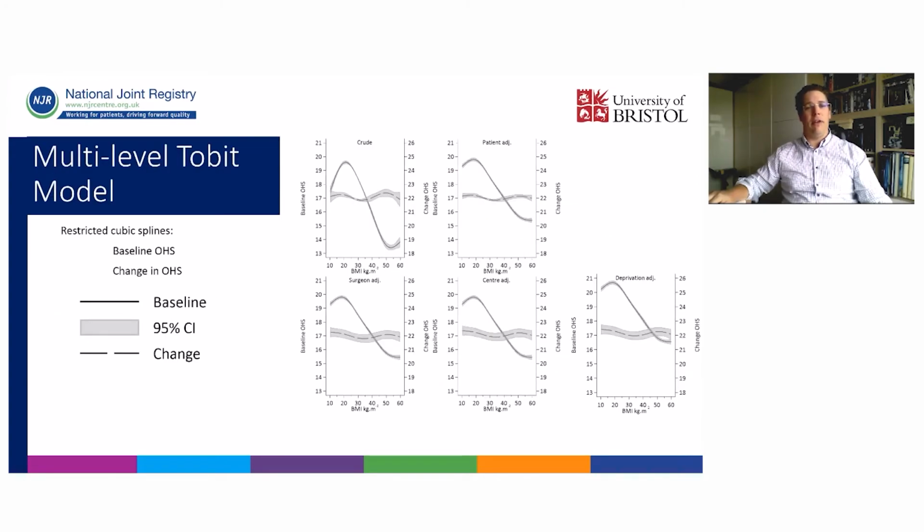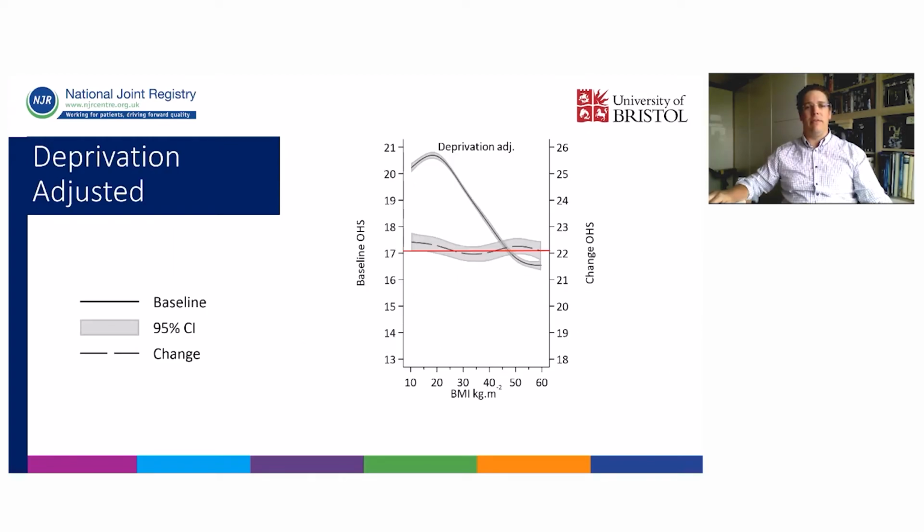So if we look at our preferred method, which is the multi-level Tobit model, we see a different story. Again, these adjustments make very little difference. So if we focus on our most adjusted model, we can see the solid line, which is the preoperative association between BMI and Oxford hip score, and the dashed line, which is the change in Oxford hip score. Preoperatively, there is a strong association between BMI and obesity, with obese patients having substantially lower Oxford hip scores than their non-obese counterparts. This association looks very similar to either that of the post-analysis model or the baseline adjusted ANCOVA.